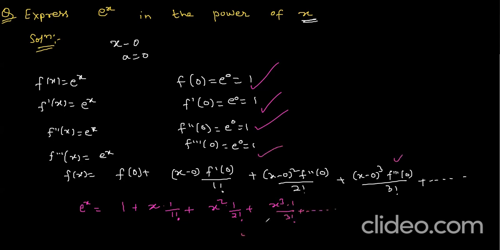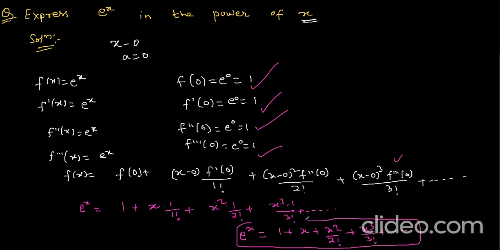Okay. So e raised to x becomes 1 plus x plus x square over 2 factorial, plus x cube over 3 factorial. This is your series for e^x in the power of x. Understood?